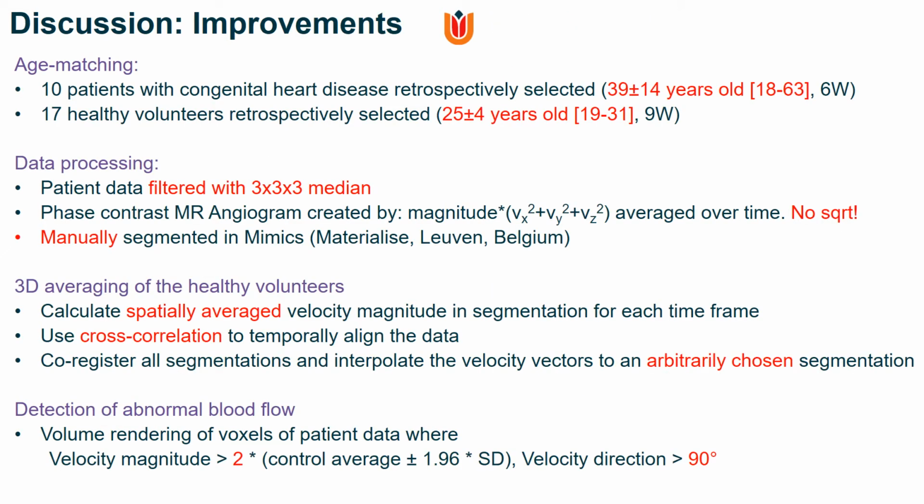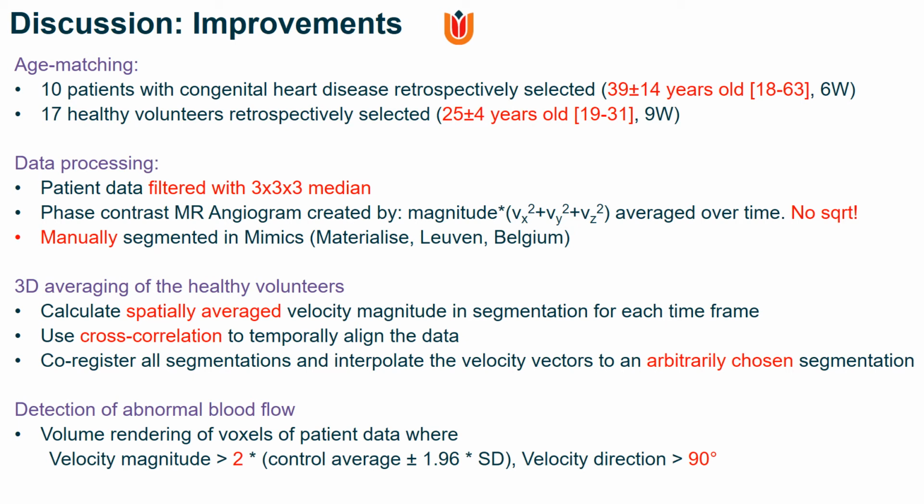Proper age matching should be pursued for an optimal result. Ideally, no filter would be applied to the patient data. I discarded the square root in the PCMRA calculation to get better contrast between blood pool and surrounding tissue, and we really need to come up with better methodology for segmentation of the cardiac chambers, preferably fully automatic, which could maybe be achieved with machine learning in the near future.